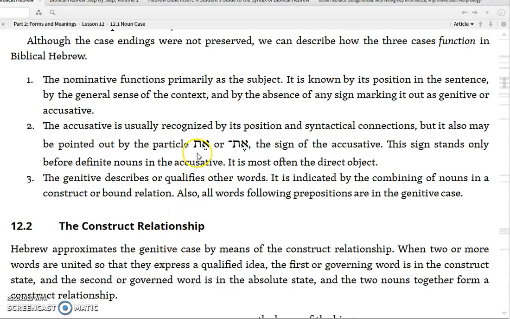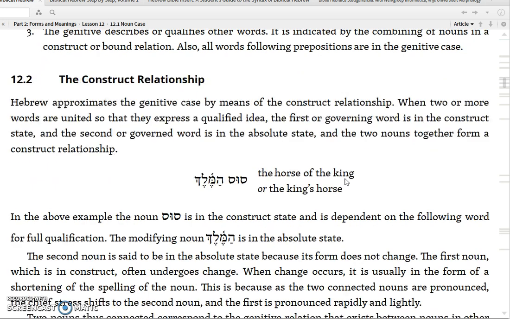Accusative case, as we mentioned, is marked by et if it's a definite direct object. Though if it's indefinite, it's only by context, and they don't always put the et on as far as that goes. Now, instead of a genitive case, Hebrew expresses what is in effect a genitive type relationship by a syntax known as construct.